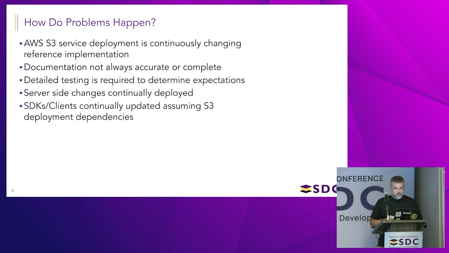So the S3 service deployment is a continuously changing reference implementation, and the documentation is not always accurate and not always 100% complete. Oftentimes testing is required to figure out what the expected behavior is. Server-side changes are continuously being deployed, and all of the SDKs and clients are continuously being updated, assuming those S3 deployment dependencies. But these same SDKs and clients are all being used against other S3 compatible systems that may or may not support the change.